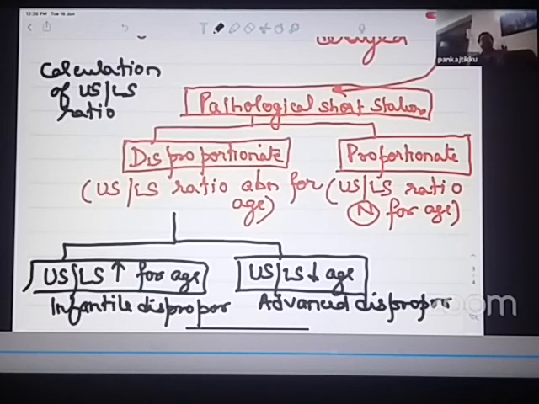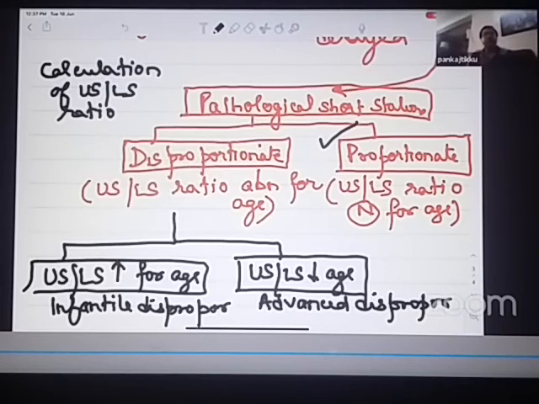So calculate the upper segment to lower segment ratio and ask what is the age of the child. He was 3 years and his upper segment to lower segment ratio, which is found at 3 years, is 1.3. I'm giving you an example. It is found to be 1.3. Normally also we expect it to be 1.3. So this child has a proportionate short stature. He does not have any disproportion in his body. His upper segment to lower segment ratio is matching for that age.